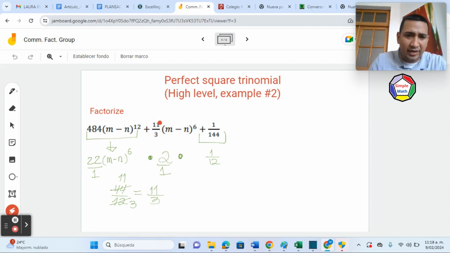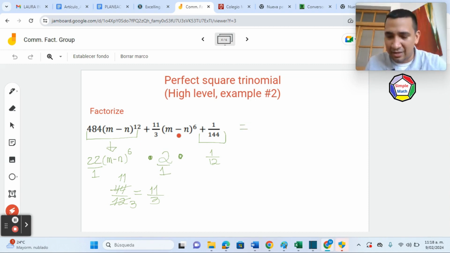If you see, we have the same as the second term of the trinomial, 11 over 3, and (n - n) to the power of 6 is the same. So that means this is a perfect square trinomial. Because we have already checked that this is a perfect square trinomial, we are about to write the answer.